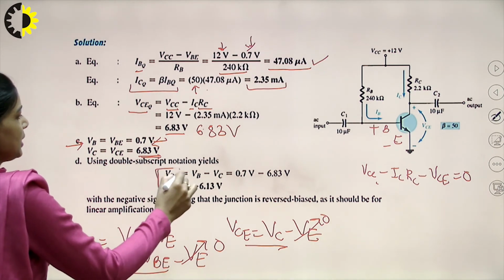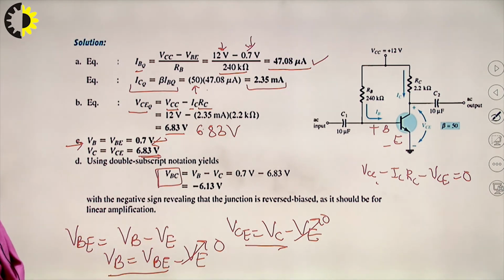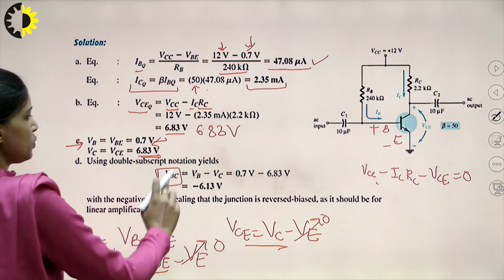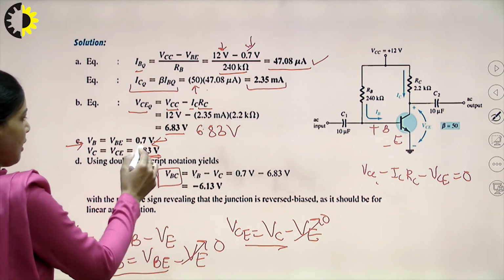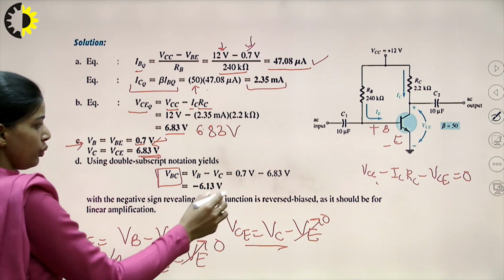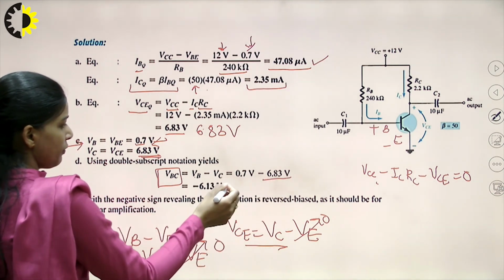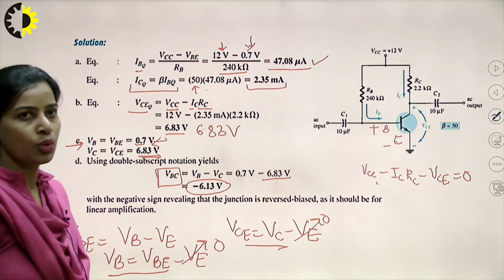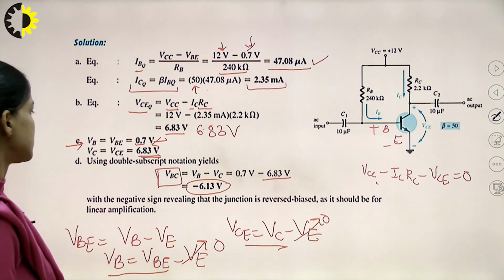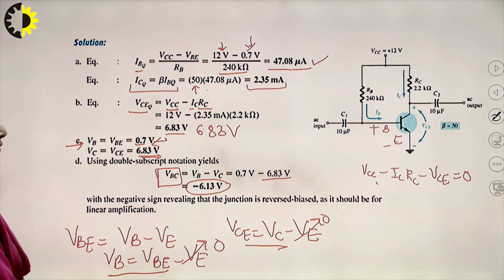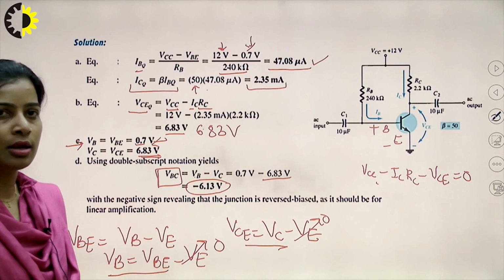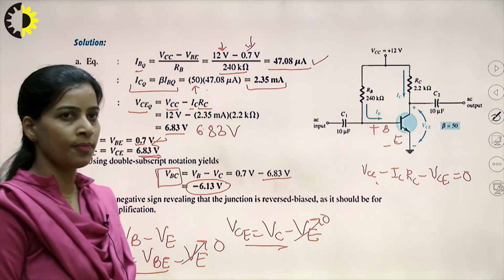VBC, which is asked in part D, is VB minus VC. VB we have calculated as 0.7, VC is 6.83. So we get minus 6.13 volts. The negative sign reveals that the junction is reverse biased.